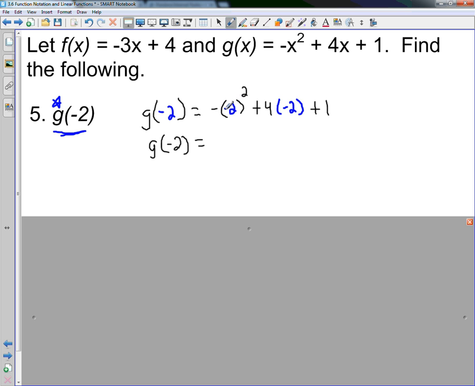Here's a common mistake. We want to simplify these two negatives to become a positive, but remember exponent comes first. So I have to square a negative 2, which becomes a positive 4. Notice the negative sign is still out front. Here we have negative 8 plus 1. So that gives me g of negative 2 equals negative 4 minus 8 is negative 12, plus 1 is negative 11. Okay, so when we plug in a negative 2, it will produce a negative 11.